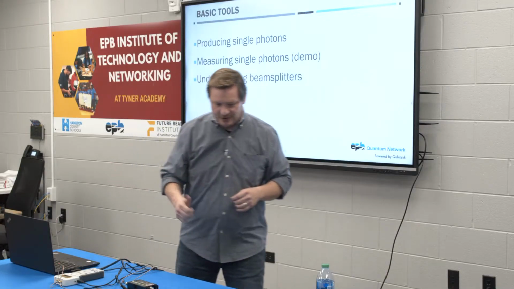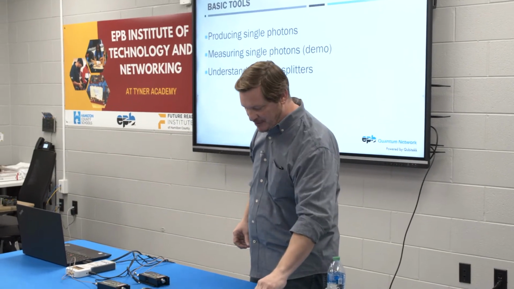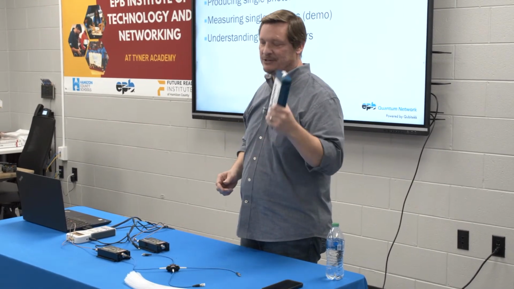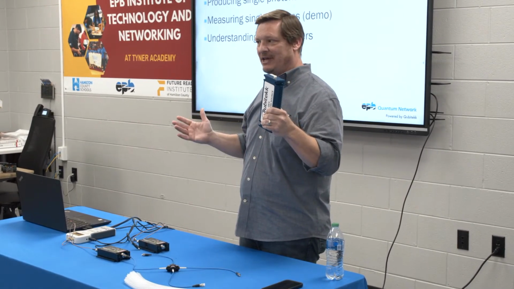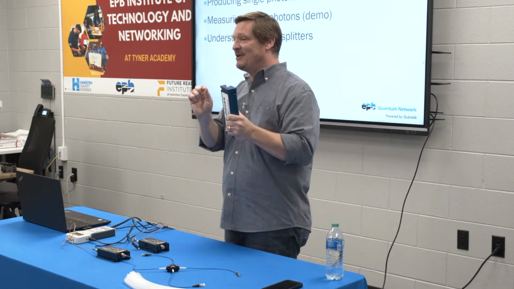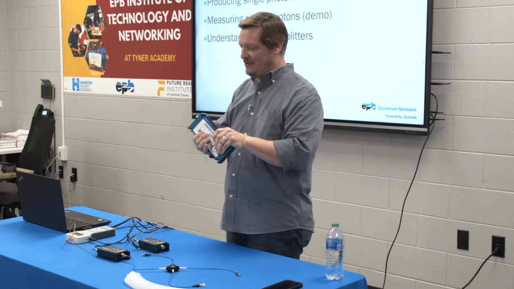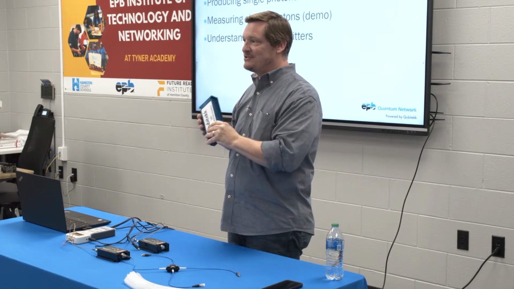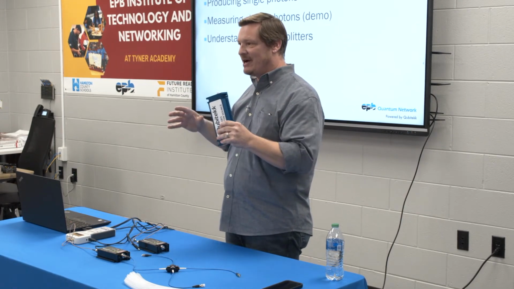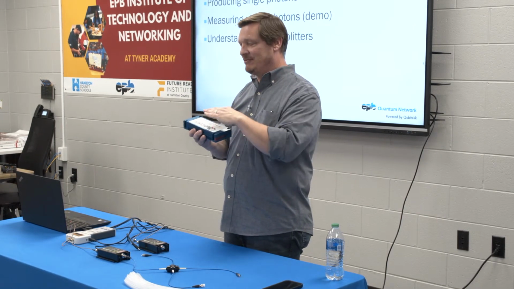So to produce those photons, or single photons, I'm going to use this device here. This is a special source. It's just like a flashlight, except it costs a lot more, and it produces very, very few numbers of photons. I can't open it up, but inside of here is a special crystal that's actually made in Israel through a very complex manufacturing process. We have a laser inside of here.